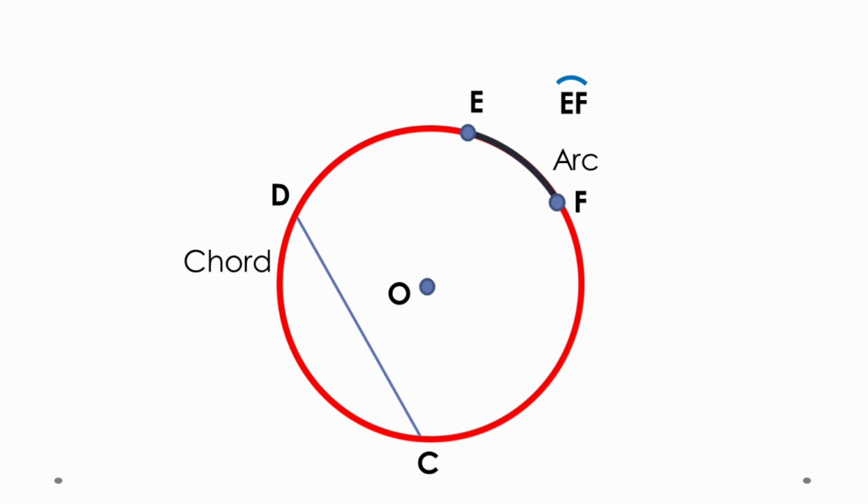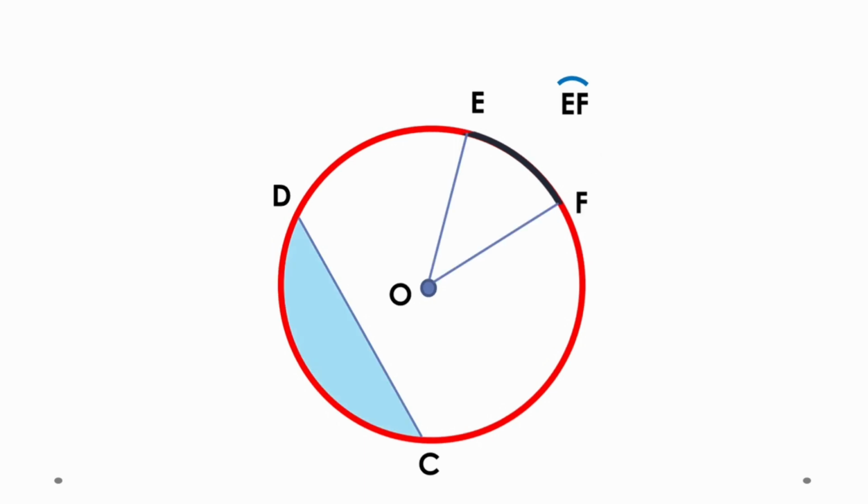Now let's see what is a sector and a segment of a circle. These two are the portions of a circle. The area between a chord and the circumference is called a segment. In this case, the area with the blue shade between the chord BC and the corresponding circumference is called segment of a circle, whereas the sector is formed with the help of an arc. If we join the points E and F of the arc to the center, the area between E, F and O will be called sector of the circle.